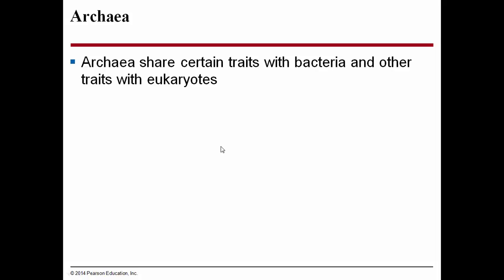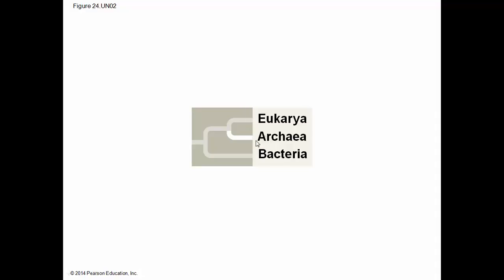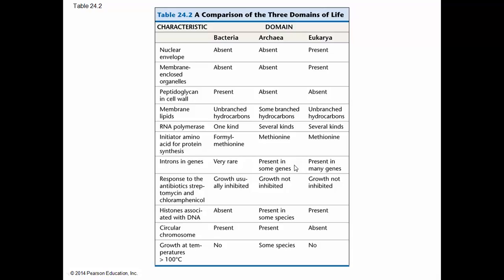Okay, now we're talking about Archaea, which are an interesting group of prokaryotes. Archaea are in their own domain, and they share certain traits with bacteria and other traits with eukaryotes. So bacteria are off on one branch here, and Archaea and Eukarya are off on another. They have a common ancestor back here. We can tell through certain characteristics of ribosomal production in Archaea that they are more closely related to Eukarya than they are to bacteria. But they're prokaryotes, so they share that characteristic with bacteria.